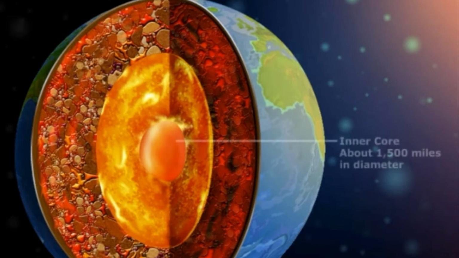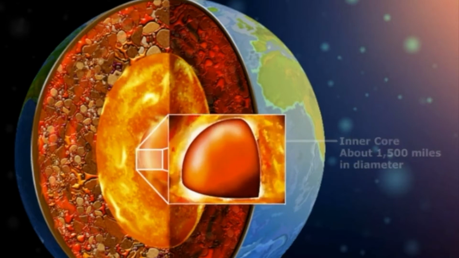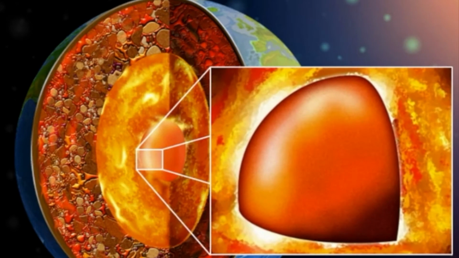The deepest part of the Earth is called the inner core. It's about 1,500 miles in diameter. At this center of Earth is a solid core of hot iron mixed with other metals and rock.